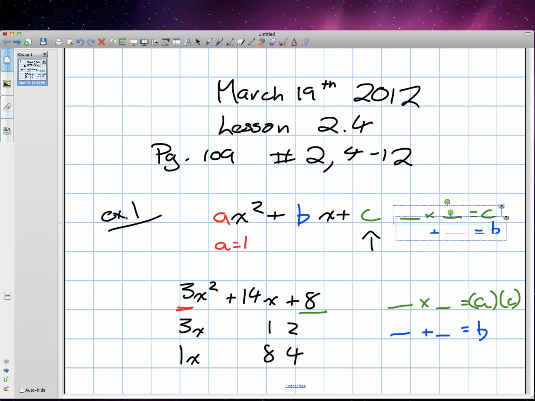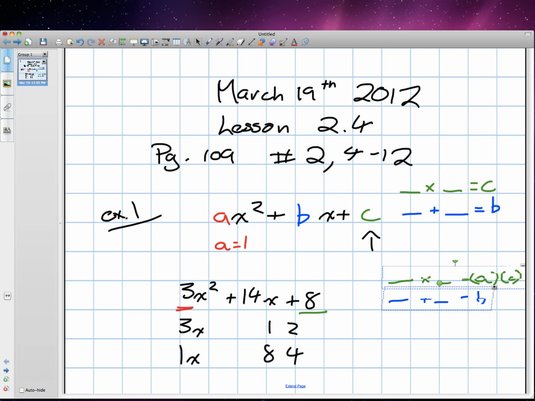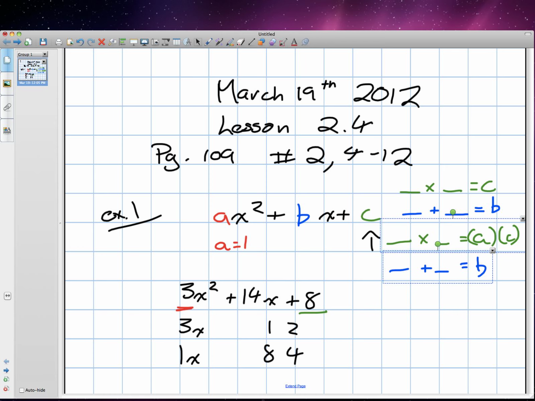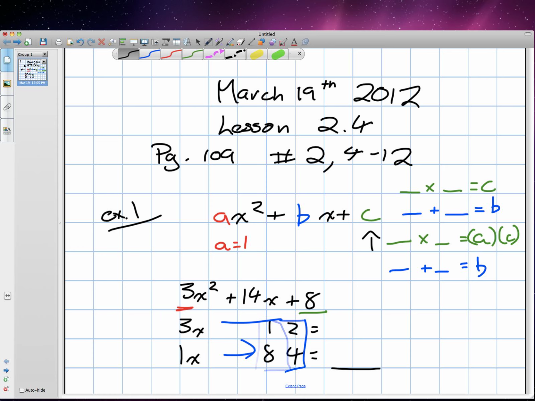Excellent. Of these factors here, this is the hard part. We're going to find products, okay? And I want you to think of these as if they're in columns. So this is in a column here, in a column, and in a column. We're going to multiply the columns across, and their products need to add up to our middle term. Our middle term here is 14x.